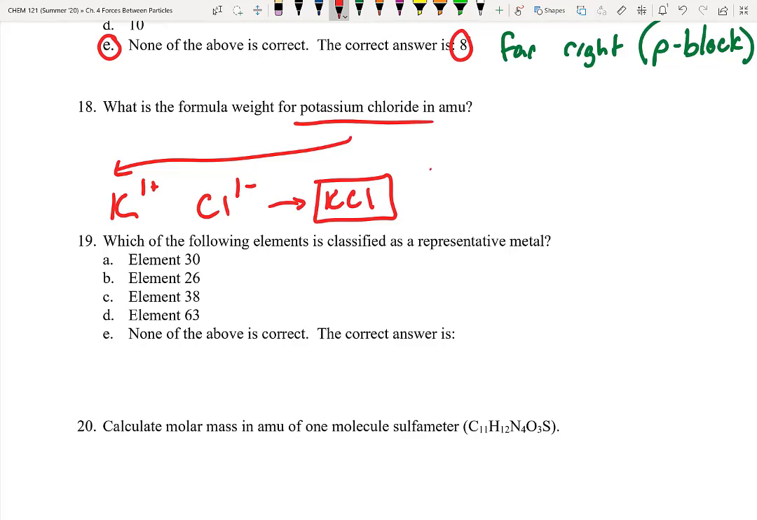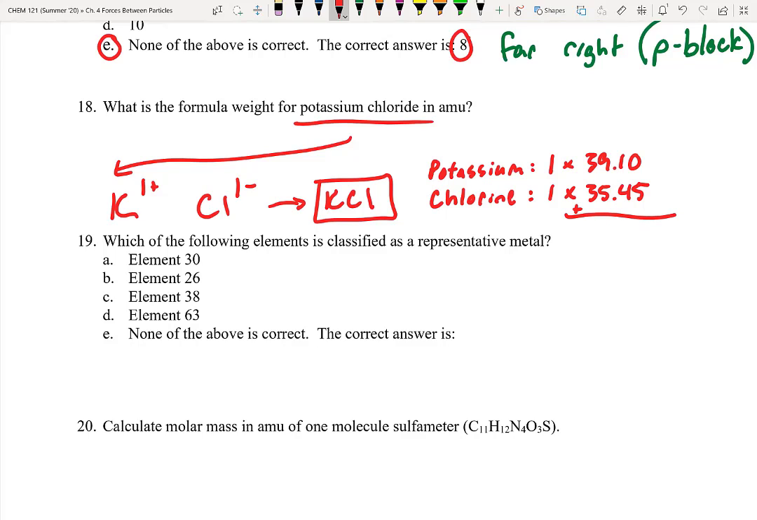Okay, so now what we can do is say, all right, potassium, we've got 1 atom, and we'll pull up the periodic table. It looks like it's 39.10. And then chlorine, we've got 1 atom. Pull up my periodic table, and it's 35.45. So really, this is pretty easy. I'm not even going to bother with the multiplication. I'm just going to add. So 39.10 plus 35.45, I'm getting 74.55 AMU. The book oftentimes just calls it U rather than AMU, but really it's the same as the numbers you see on the periodic table with the decimals.